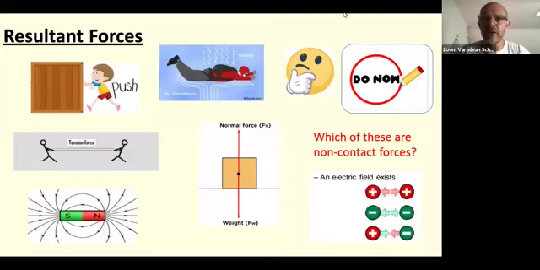And so welcome to our webinar on forces, and in particular we're going to talk about resultant forces and streamlining. So I need to remind you of a few things about forces.